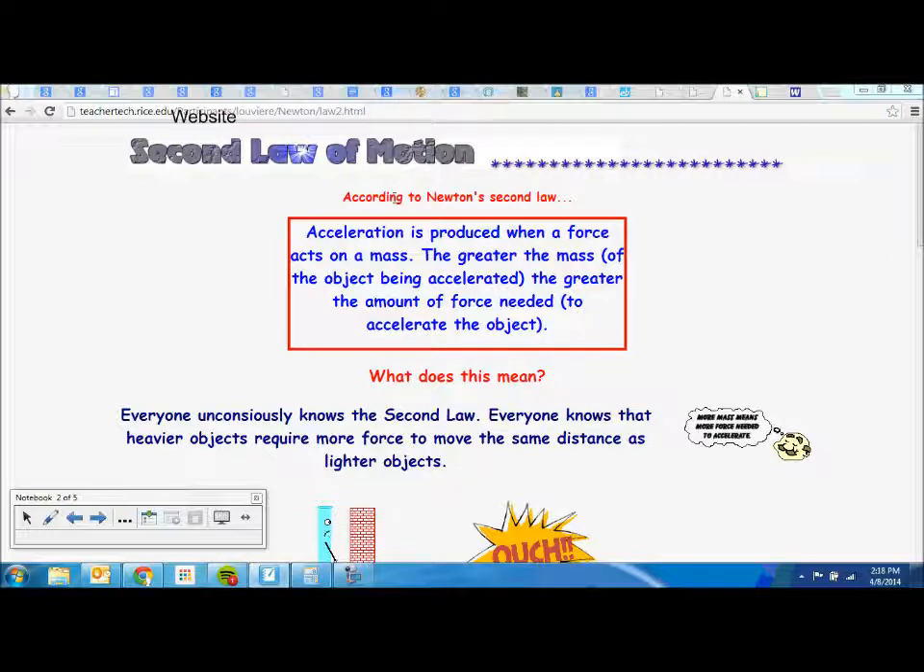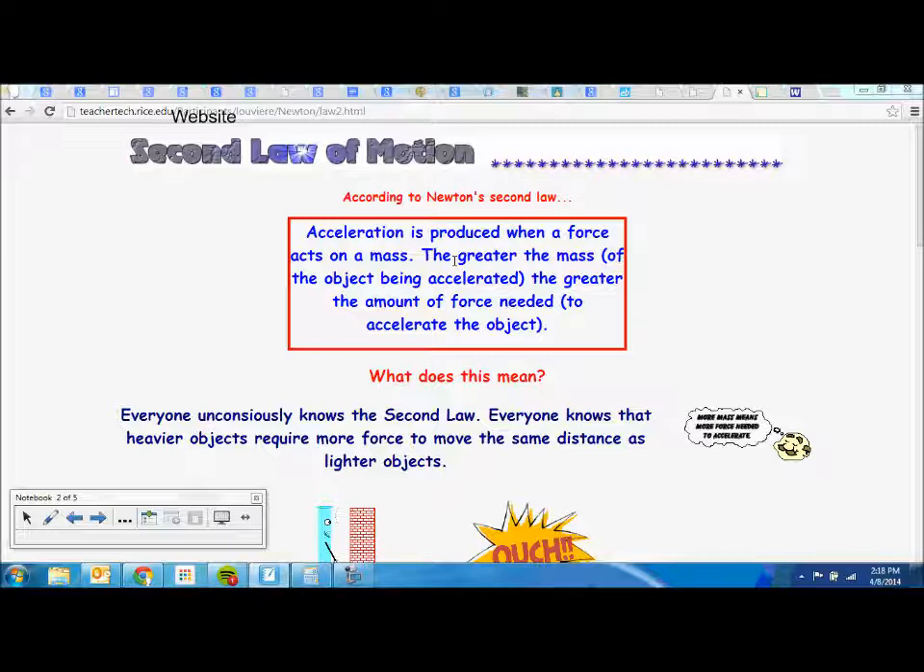and I'm just going to read it so that you can see it as we go down. Newton's second law of motion: acceleration, or that means speeding up. Acceleration is not moving, it's actually going from a slower speed to a faster speed, or a faster speed to a slower speed. So let's read this. Acceleration is produced when a force acts on a mass. The greater the mass of the object being accelerated, the greater the amount of force needed to accelerate the object.